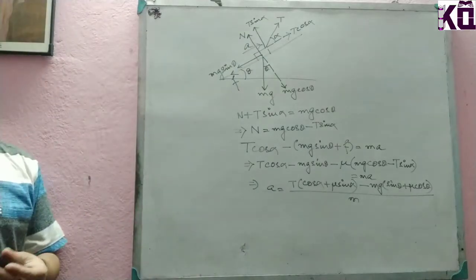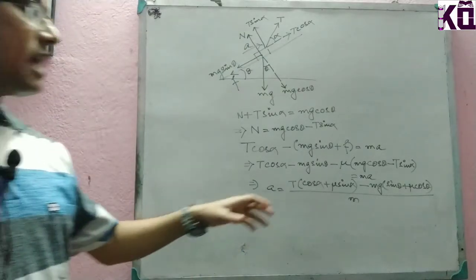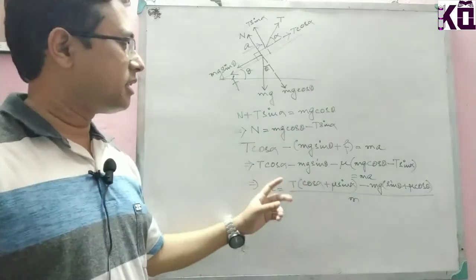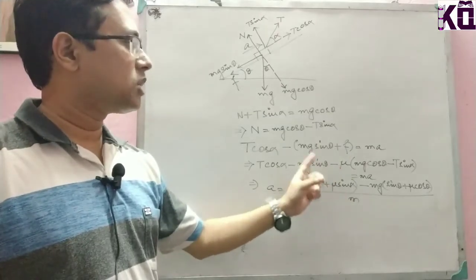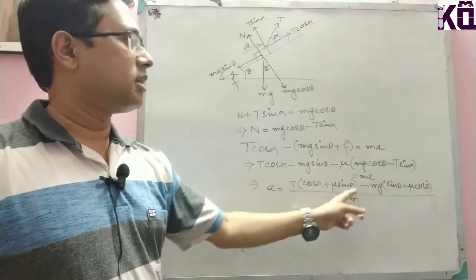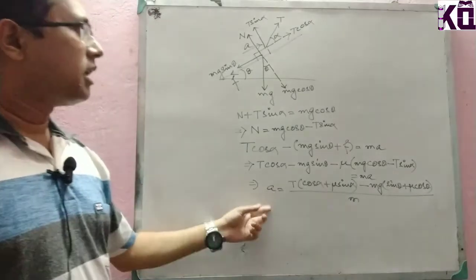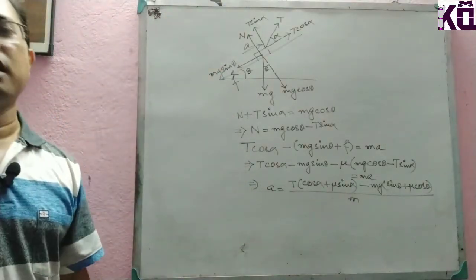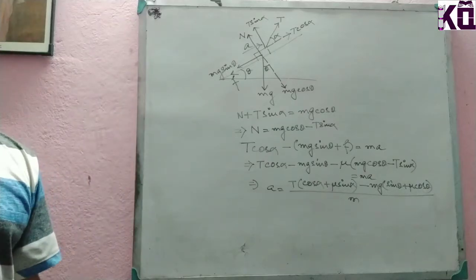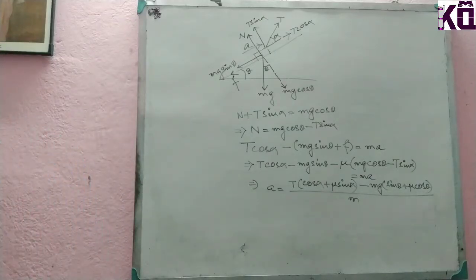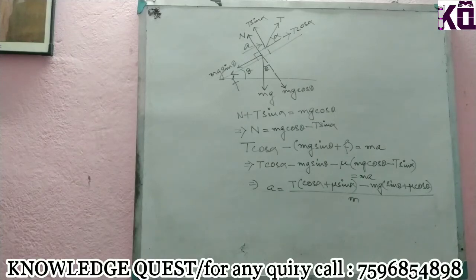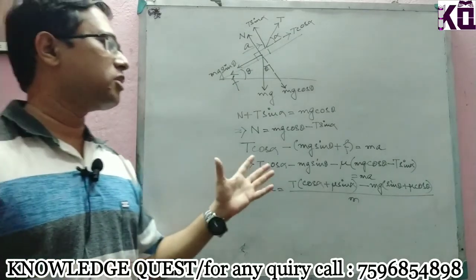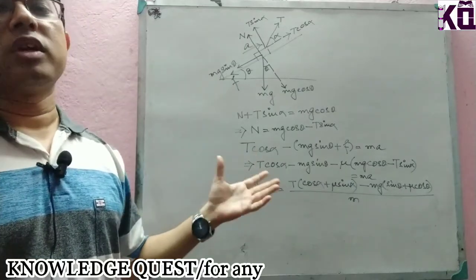So in this particular case, the acceleration of the body in the upward direction is T into cos alpha plus mu sin alpha, minus mg into sin theta plus mu cos theta, whole divided by the mass of the body. You will get the acceleration of the body in the upward direction along the inclined plane. So more or less this is the total part of friction, and when we go to the problems of friction, the applications of these theorems will be much clearer.